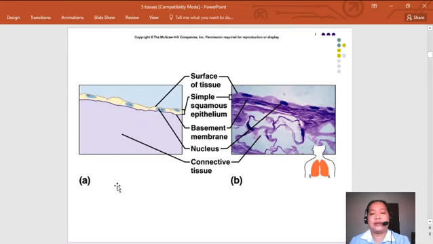So this is the picture of a simple squamous. We have there the squamous cells. And the blue line underneath the squamous cells is the basement membrane, and next to it is just connective tissue. So this, on the right side, is the actual diagram of a simple squamous epithelium found in your lungs.